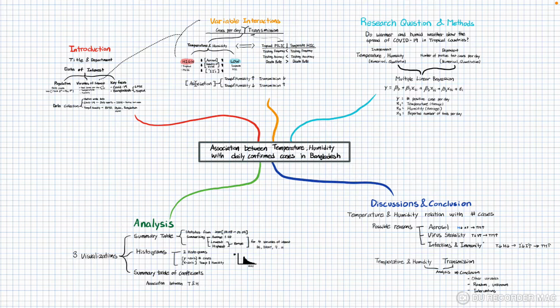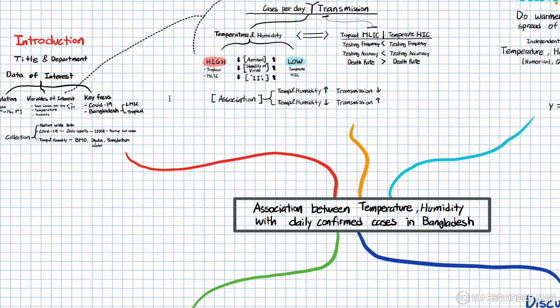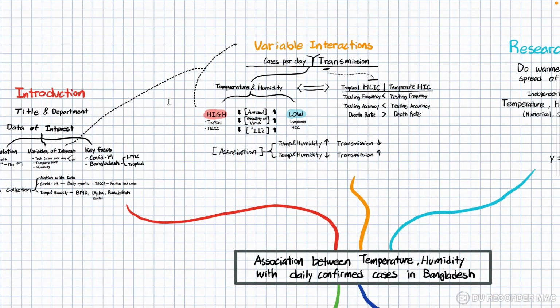The data was collected by the Institute of Epidemiology, Disease and Control Research Center, where they collected the daily nationwide COVID test cases. Temperature and humidity were collected by the Bangladesh Meteorological Department. The sample data seems to be the 9,455 test cases ranging from an interval of March 8th until May 3rd, 2020. There are 4 variables of interest: the number of test cases per day, number of positive test cases per day, temperature, and humidity.